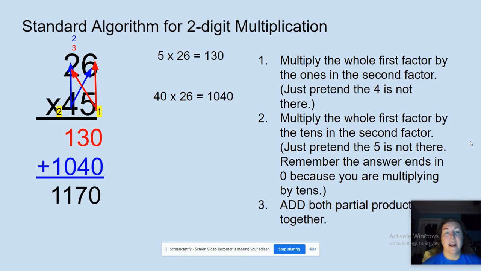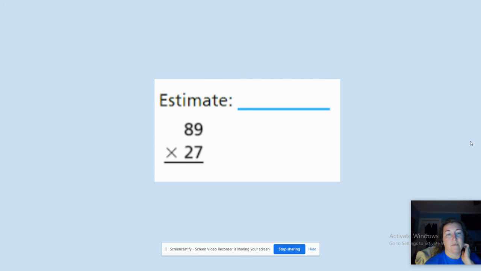So next, I want you to get a sheet of paper, and I want you to work out this problem from your math book. You do need to estimate. You can use rounding to estimate, front-end estimation. You can use compatible numbers. Estimate and get an estimated answer, and then solve using the standard algorithm shortcut, and then check your answer. Pause the video right now, work it out, and come back.